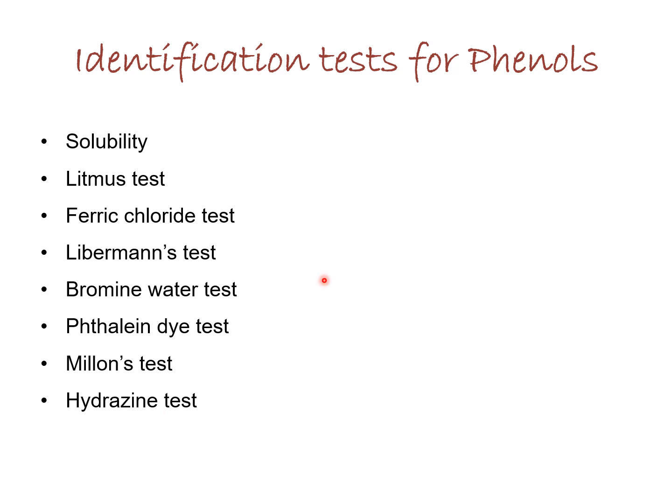These identification tests for phenol are important for quality control purposes as well as to monitor a particular synthetic reaction when you are carrying out, say, synthesis of phenol or conversion of phenol into some other functional group. You would like to test whether the phenolic functional group is present or not. So there are different tests which you can perform in the lab.